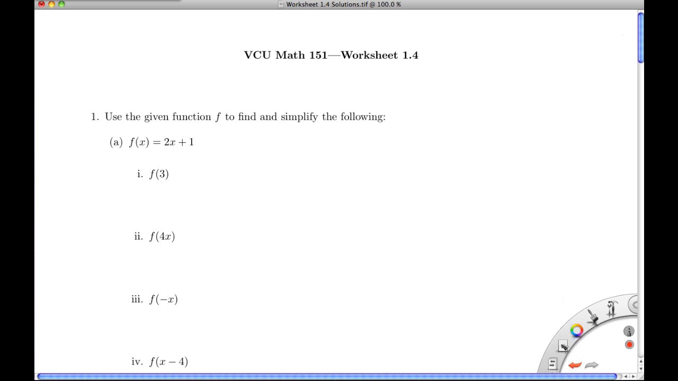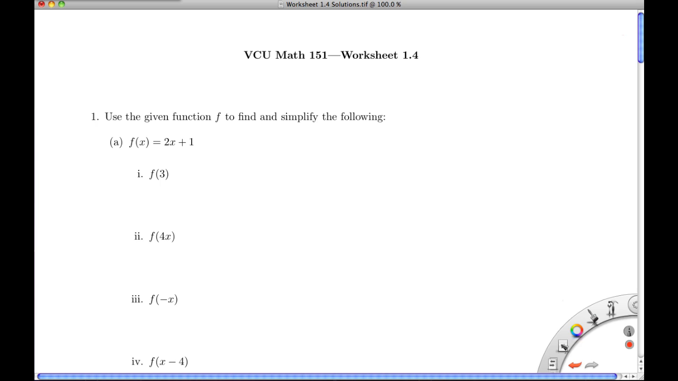Hello everybody, so this is the solution video to worksheet 1.4 where we were talking about function notation. And to start with number 1, we're given a function f and asked to simplify the following, basically interpret the notation into what we're supposed to do. So our function for part A is 2x plus 1, nice simple linear function. So when we're given this for part I, we're asked to simplify f of 3.